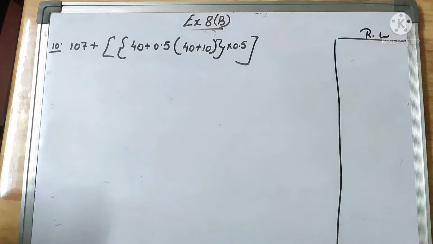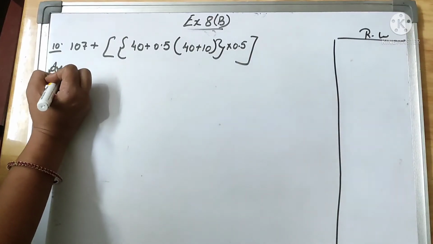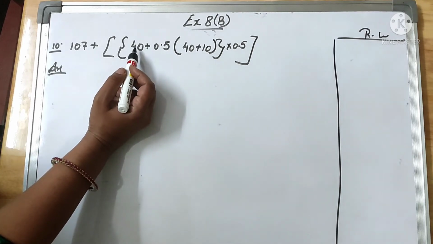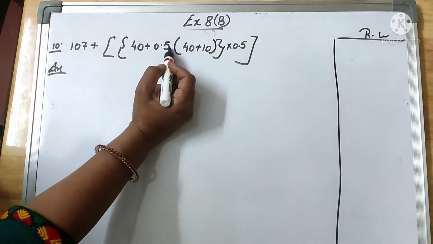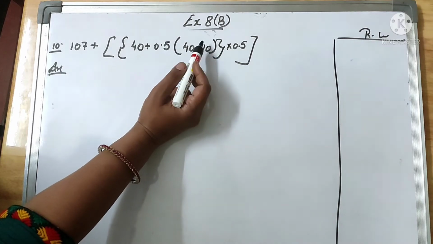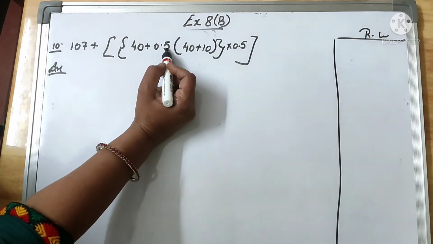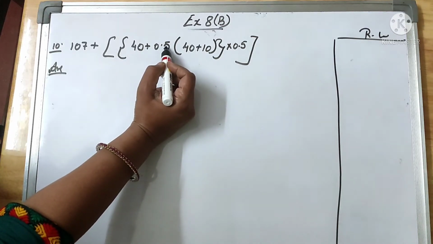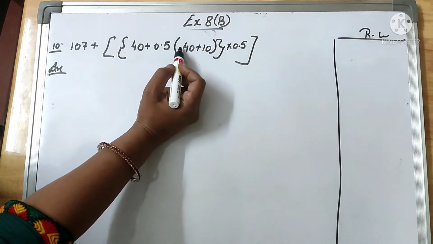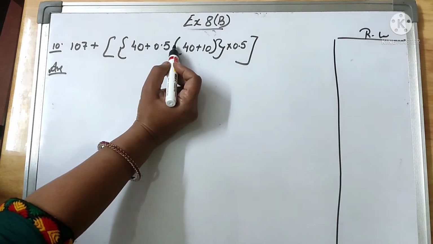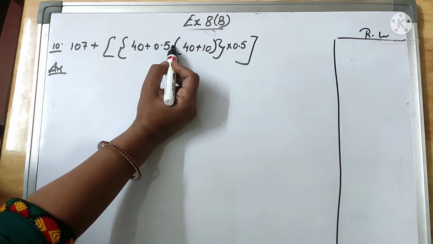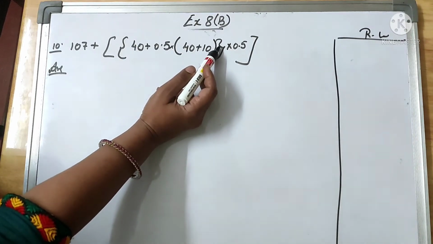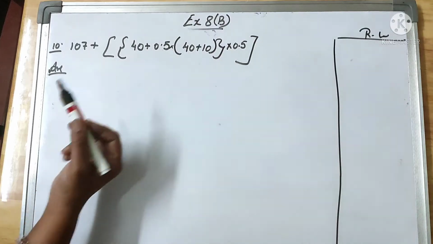Now let us do the 10th one. Okay, it is 107 plus, square bracket is there, then inside the curly bracket 40 plus 0.5, here 0.5, and the round bracket 40 plus 10. Here no sign is there. If no sign is there, it is a multiplication sign. If there is a number and no sign and a round bracket is there, then it means in between there is a multiplication sign. Okay, 40, then round bracket closed, then there is curly bracket plus 0 into 0.5.